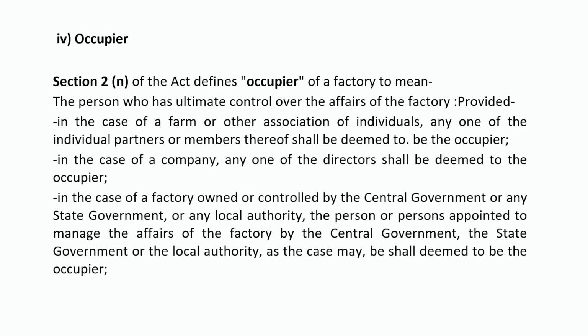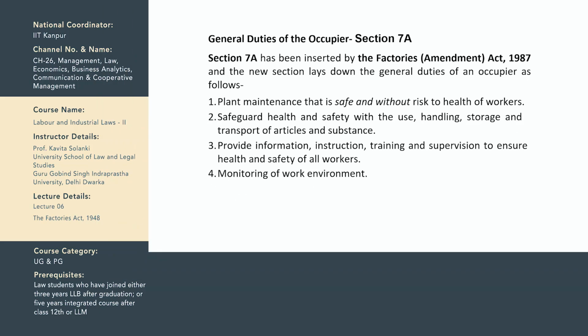If it is the case of a company, then one of the directors can be the occupier. Or if it is a case of a factory owned or controlled by the central government, state government or any local authority, the person appointed to manage the affairs, whether appointed by the central government, state government or local government, would be considered to be the occupier. Here, the general duties of the occupier have been given in Section 7A.